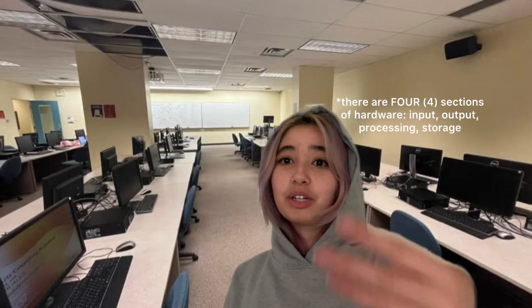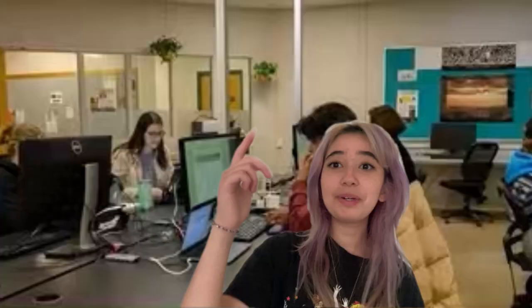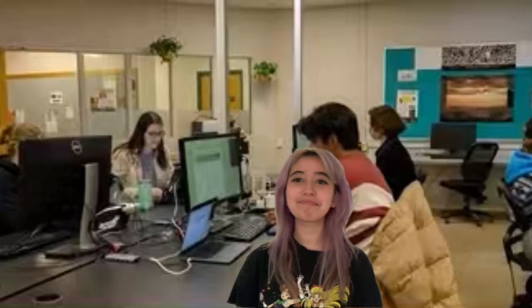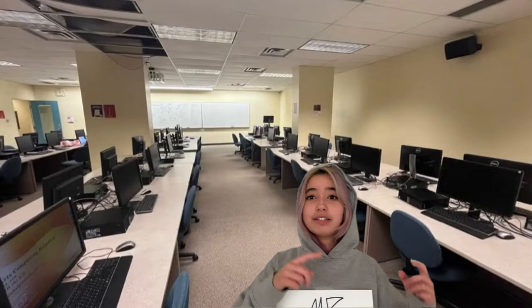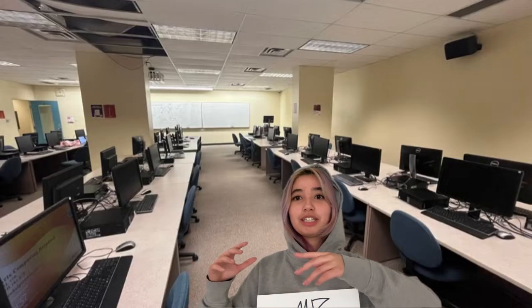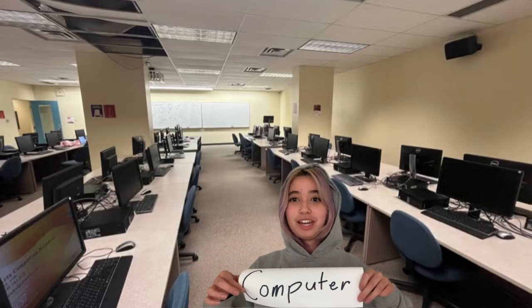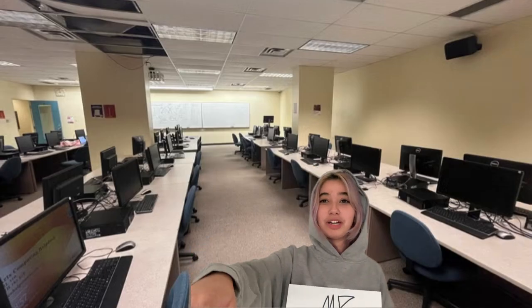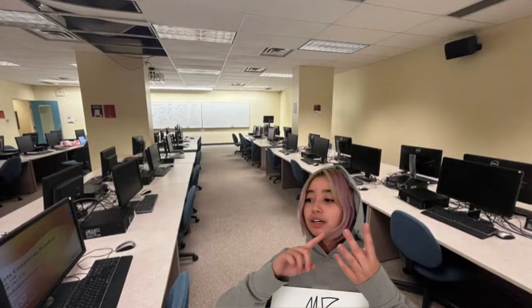First thing you gotta know is that there are 3 sections of hardware: input, output, and processing. Wait, that's kind of like an IPO for coding. Yes, there are things that plug into the computer that send a message that is translated into machine language so the computer understands what the user wants. Inputs can be mice, keyboards, pen touchpads, scanners, and cameras.